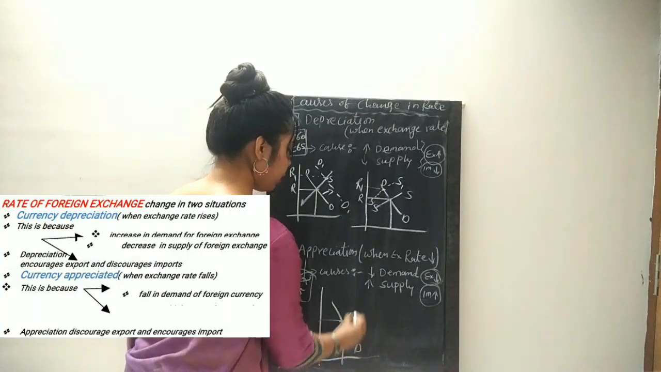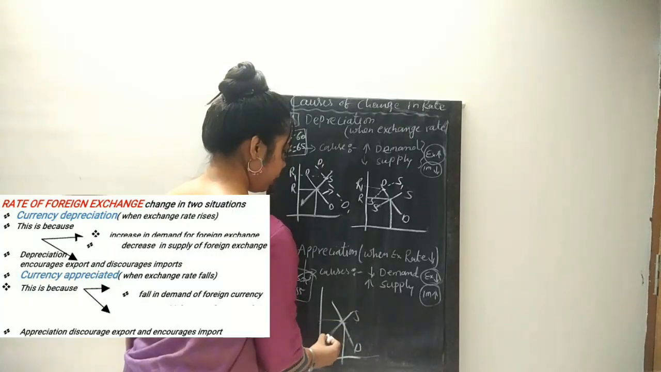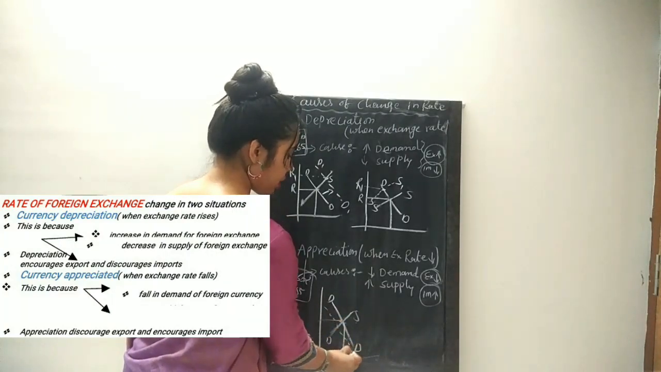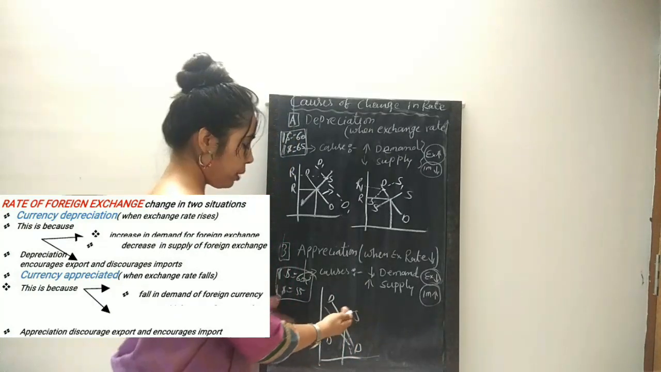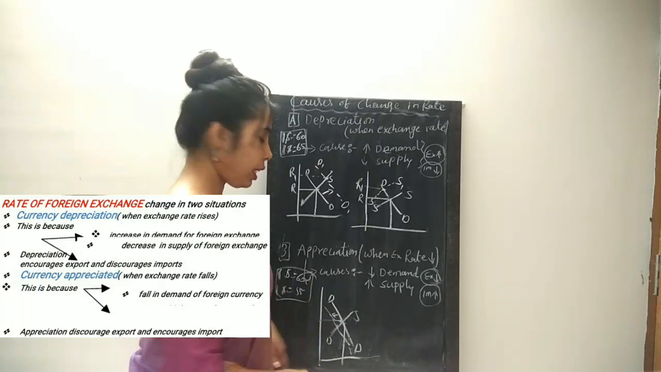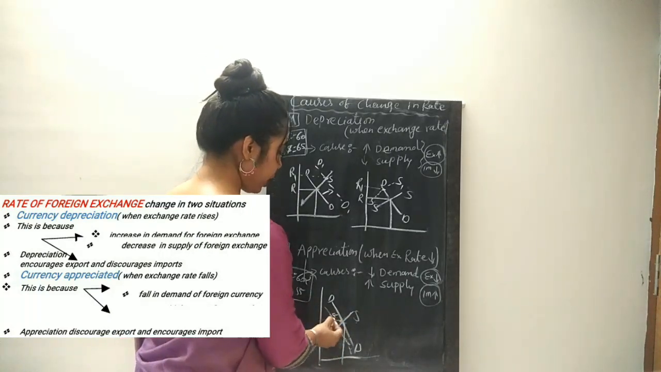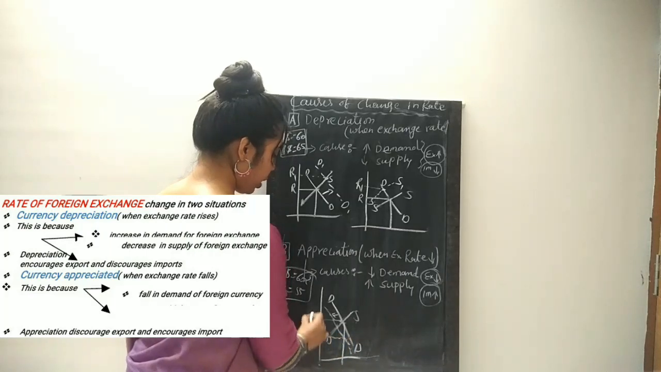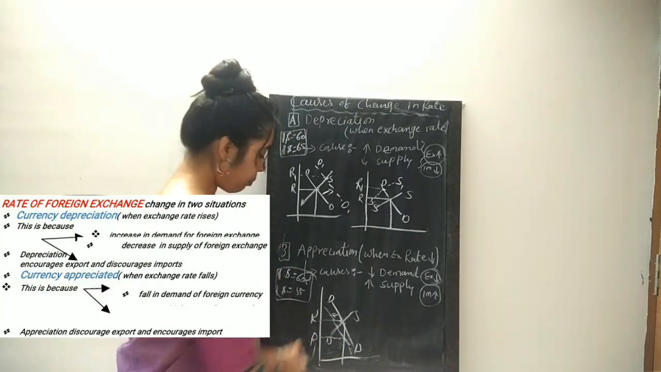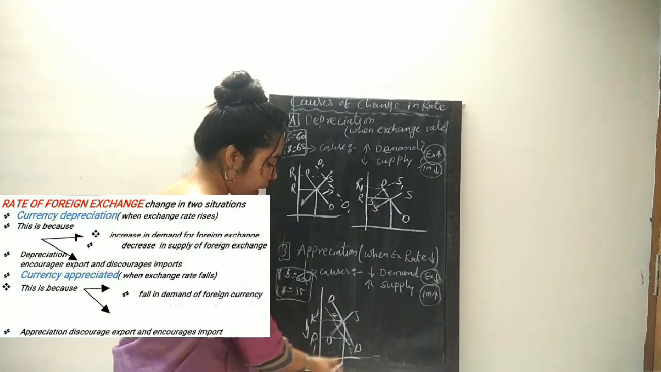This is the demand curve, this is the supply curve, and if the demand falls, meaning it is decreasing, the curve will move toward the leftward side. At the new intersection point, the rate is lower here. So the rate of exchange will go from R to R1. What is happening? The rate of exchange is falling.